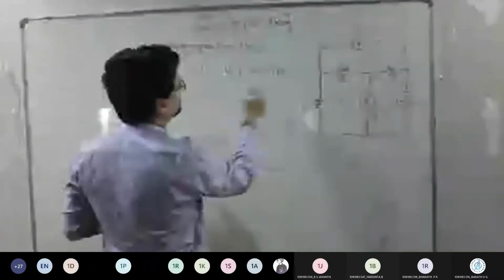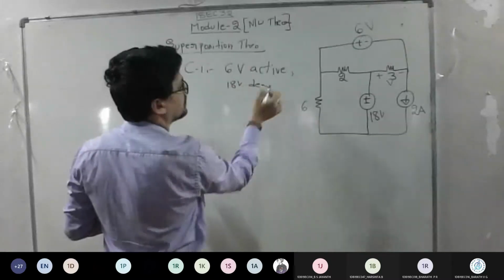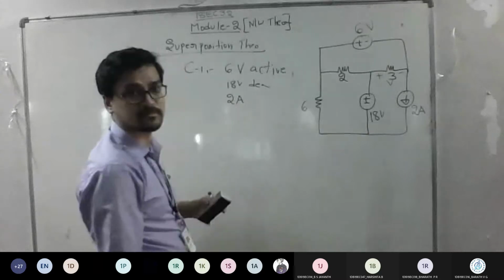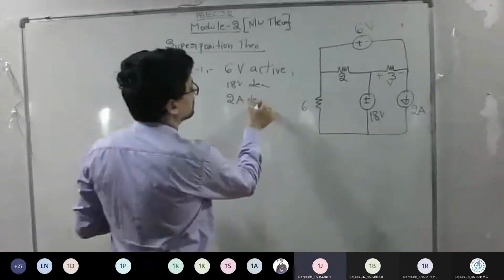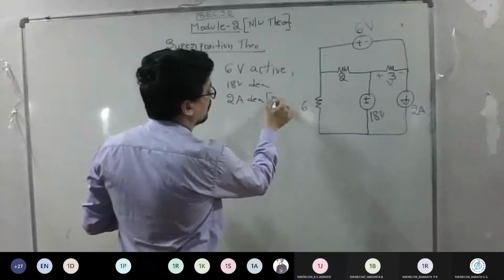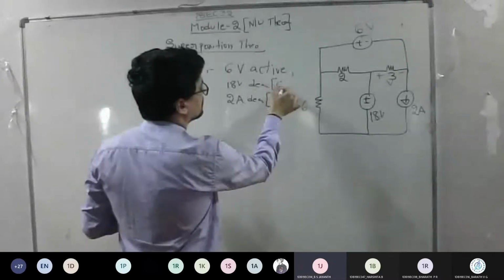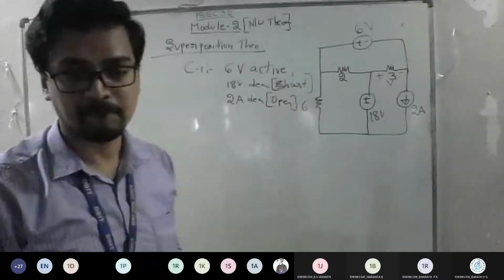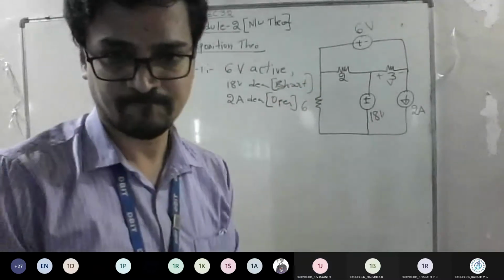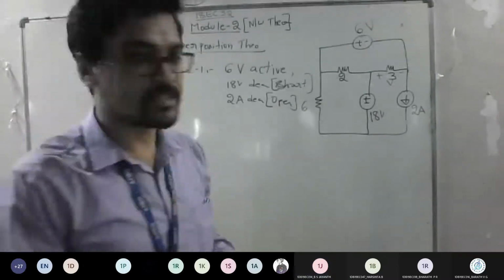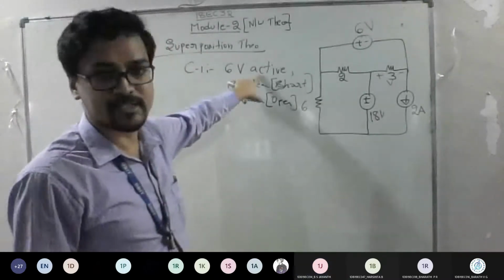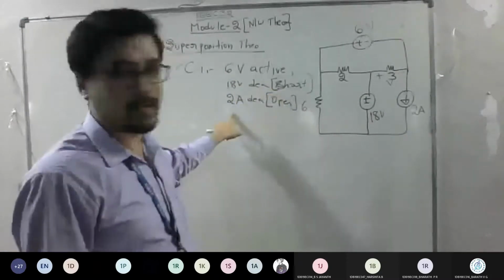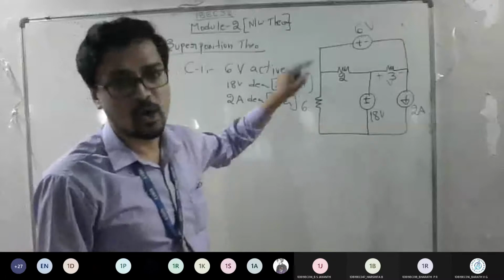Then you take the statement: 6 volt active, 18 volt deactive, and what will happen for the 2 amp current? That is also deactive, but in the bracket you should write open circuit. What about 18 volt? Short circuit. Am I clear? So you should write: case 1, 6 volt is active, 18 volt is deactive, in the bracket you write short circuit. 2 amp current is also deactive, in the bracket write open circuit.